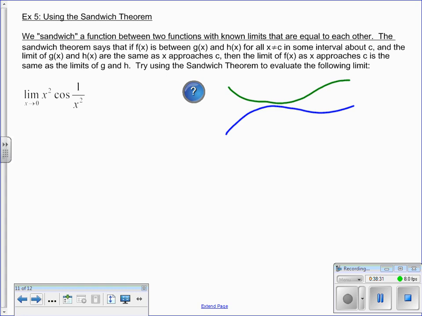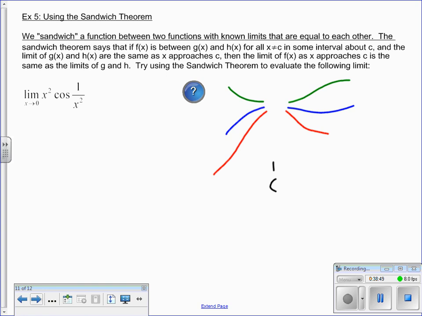Here's G, and here's H. But to be perfectly honest, I don't know what's going on in the middle. I don't know what's going on at this point C. I don't know what's going on there.